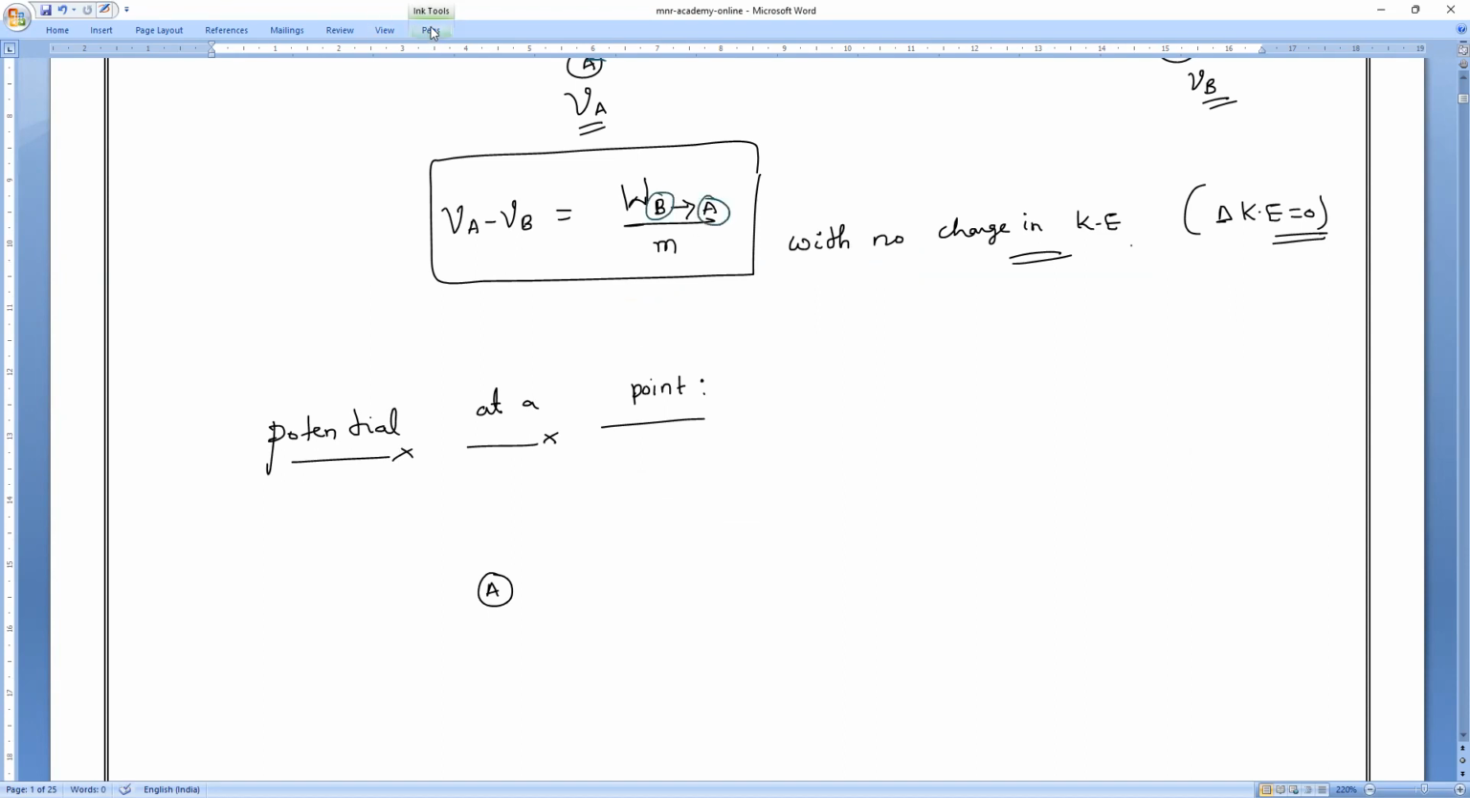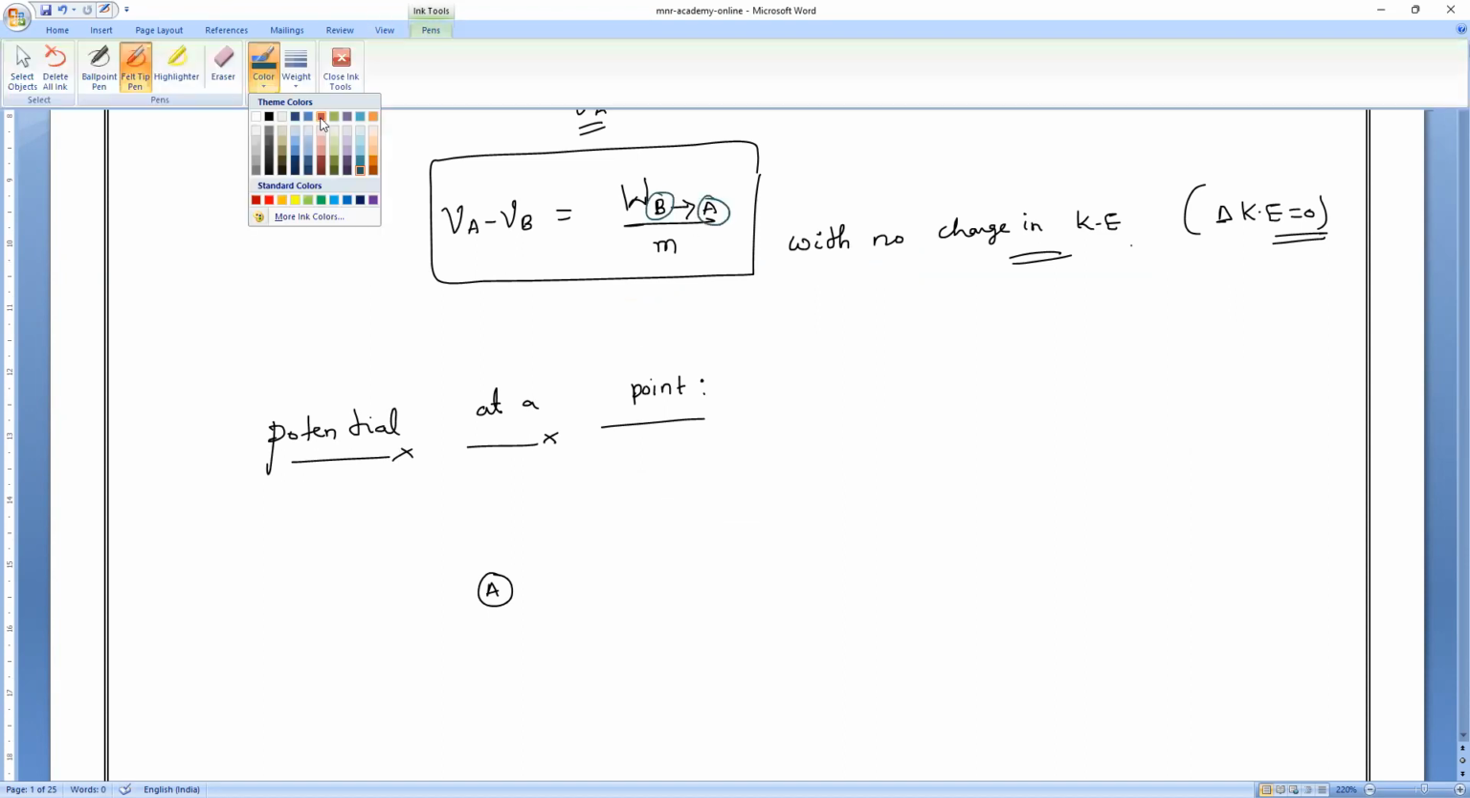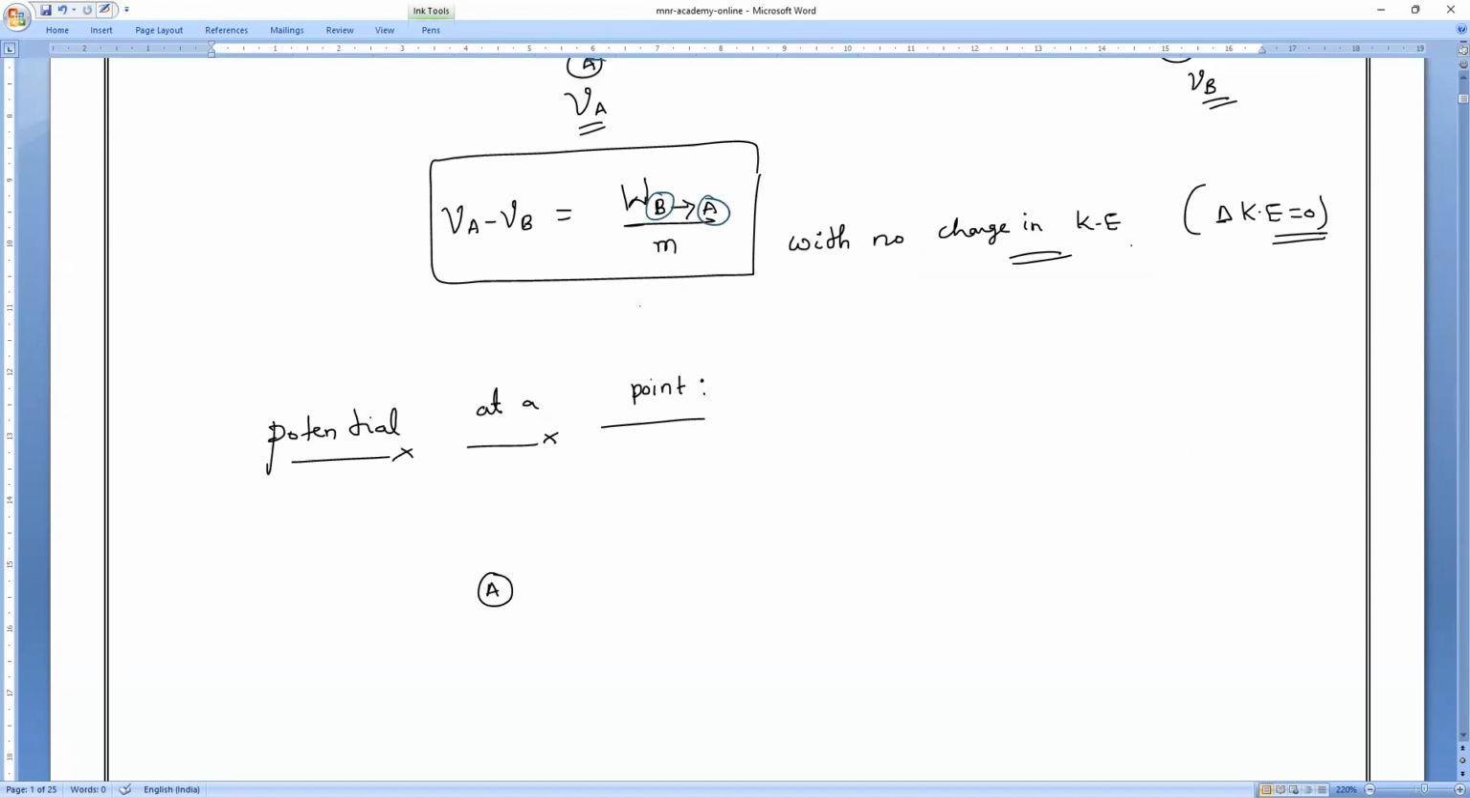Here there is no known point. So always, if they ask you to calculate the potential difference at a point, you should take a reference point at infinity. What is your reference point, everybody? Infinity. And potential difference at infinity is always equal to what, everybody? 0. Do you understand?